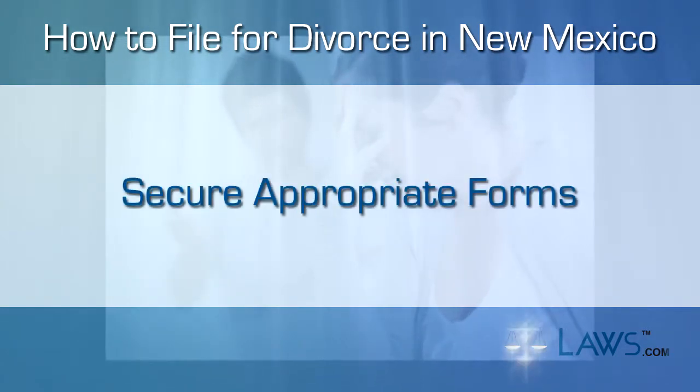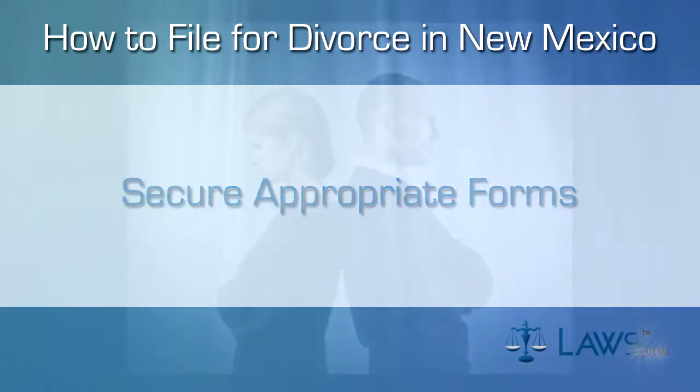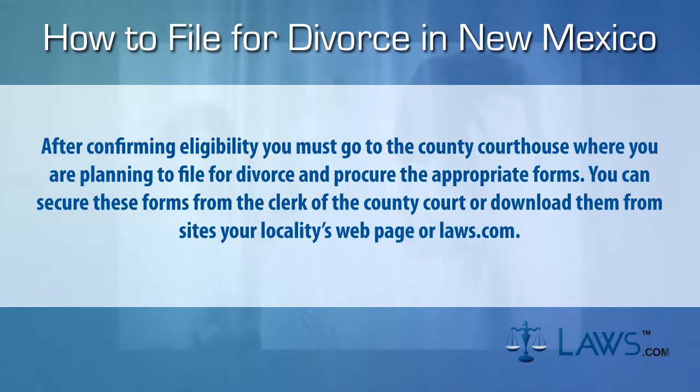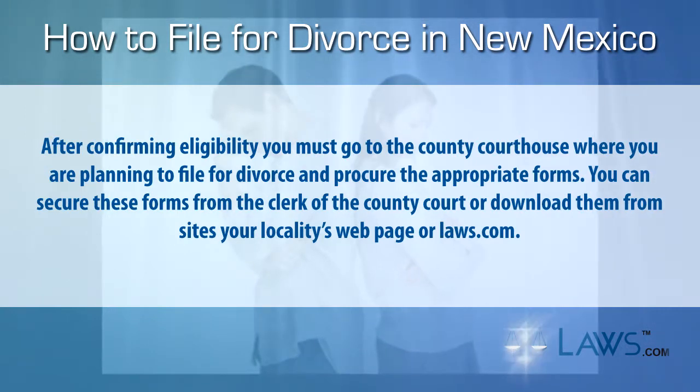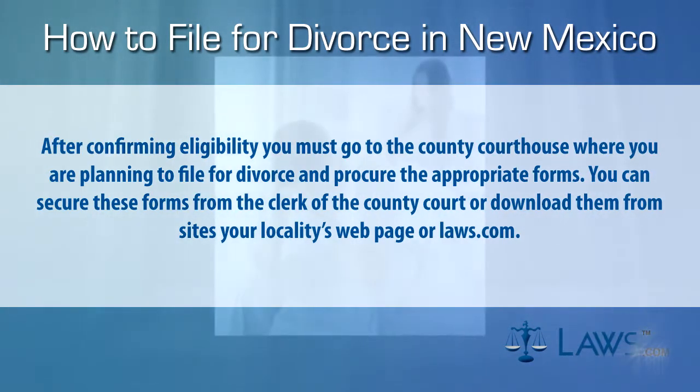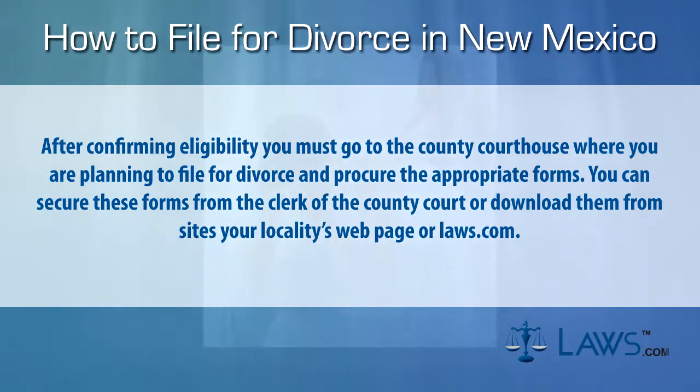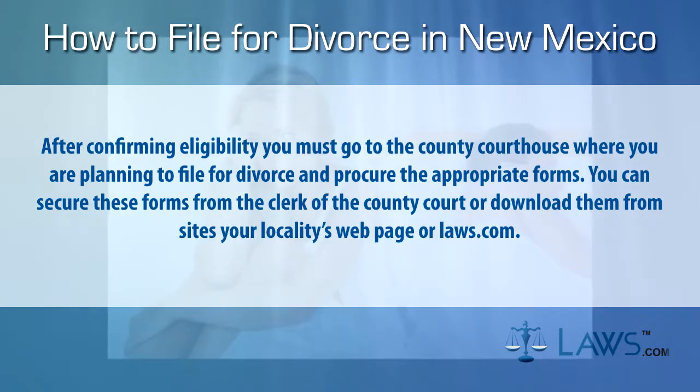Step 2. Secure appropriate forms. After confirming eligibility, you must go to the county courthouse where you are planning to file for divorce and procure the appropriate forms. You can secure these forms from the clerk of the county court or download them from sites such as your locality's webpage or laws.com.